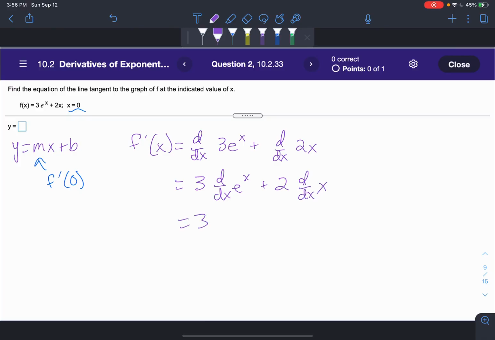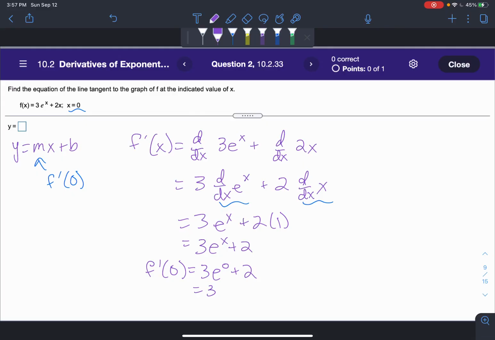All right, the derivative of e to the x is just e to the x, nice and simple. And then the derivative of x with respect to x is just 1. And so our f prime is 3 e to the x plus 2. So remember, we want to find f prime of 0, so let's plug in 0 wherever I see an x. So I get 3 e to the 0, and anything to the 0th power is just 1. And so I get 3 plus 2, which is 5.